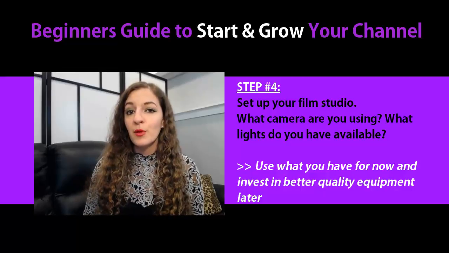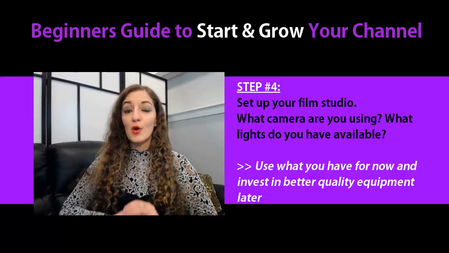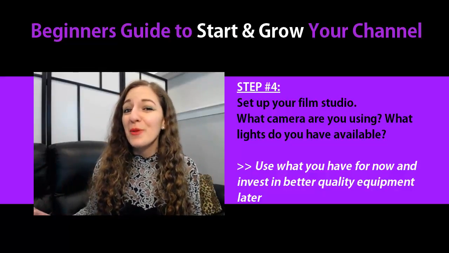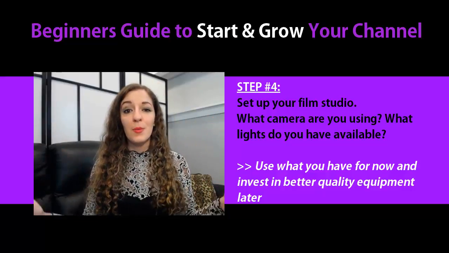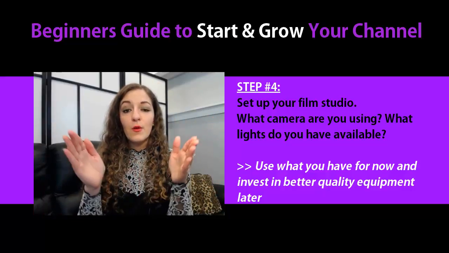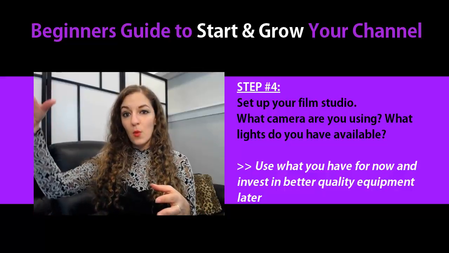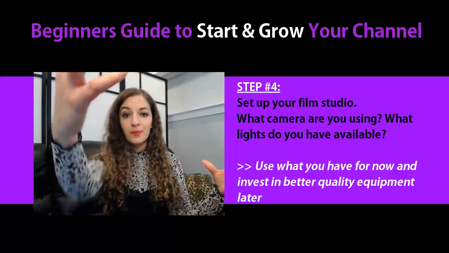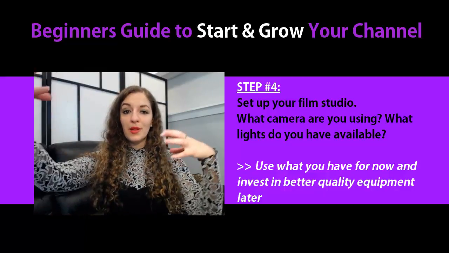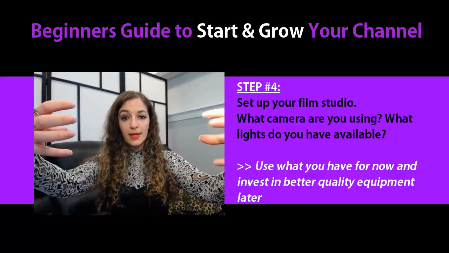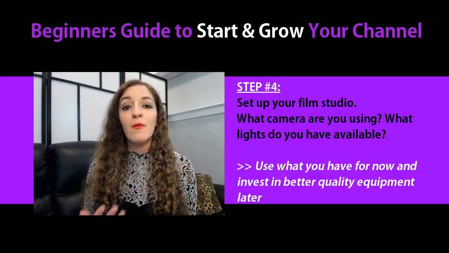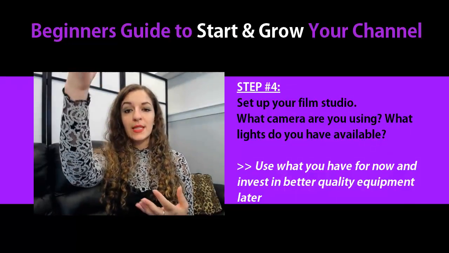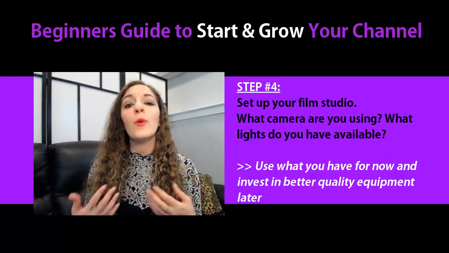So when I say set up your film studio, I mean grab whatever lights and lamps you have, and set them up. If you have 3 lamps, place one on this side of you, one on this side of you, and one in front. If you only have 2, then place one here at an angle and one here at an angle. And if you only have one, just place one directly in front of you. So work with whatever you have.